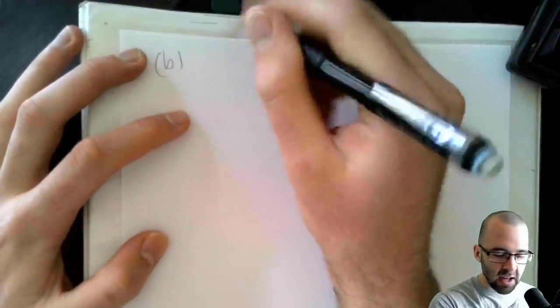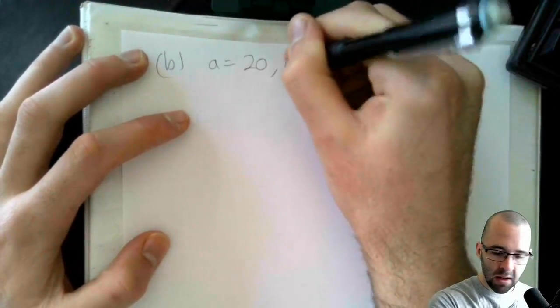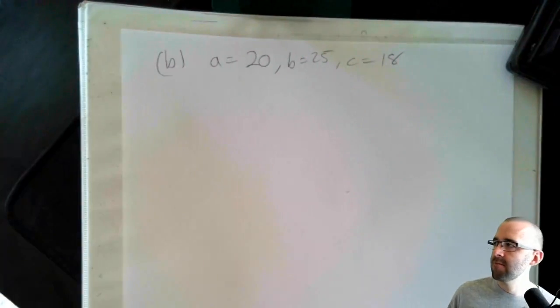Okay, let's get a fresh sheet of paper. All right, 1B, we're solving another triangle. Here, this triangle is not a picture, but A is 20, B is 25, and C is 18.